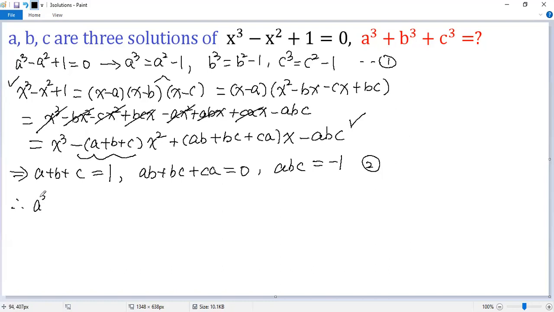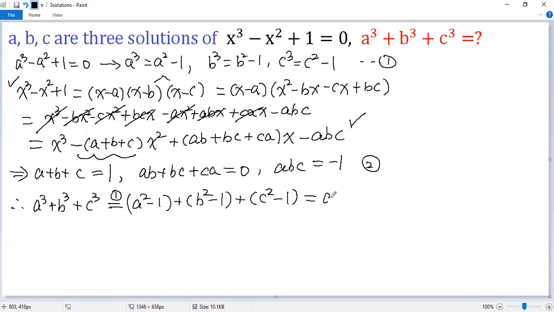So now we can figure out the value of the target expression: a cubed plus b cubed plus c cubed. Use condition 1, so we change a cubed as a squared minus 1, similarly b cubed is b squared minus 1, c cubed is c squared minus 1. So we get a squared plus b squared plus c squared minus 3. But we don't know a squared plus b squared plus c squared. We only know this one and this one.